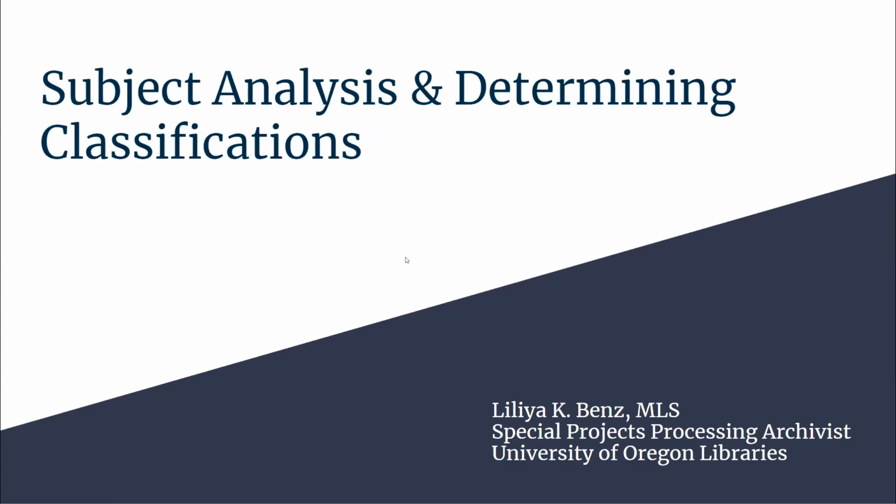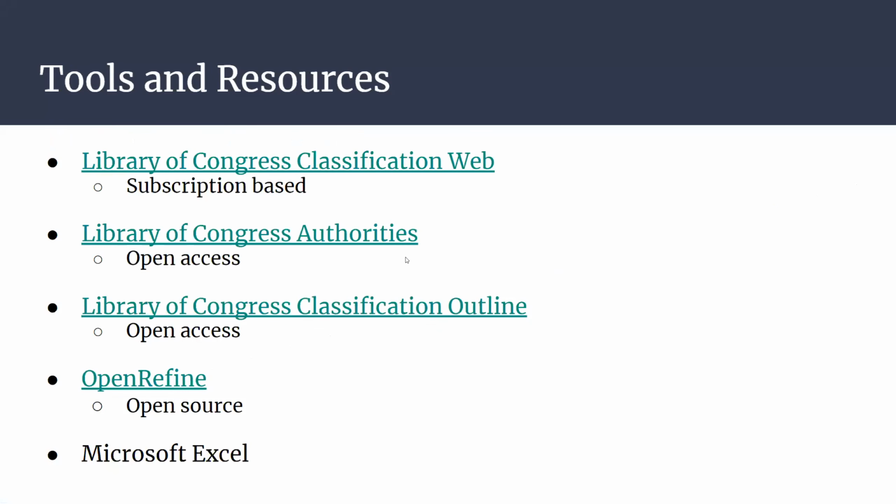Okay. So the following tools will be discussed throughout this next section. Classification Web, or ClassWeb, is a robust subscription-based service that provides access to Library of Congress classification schedules, subject headings, and name authorities. Library of Congress Authorities, or LC Authorities, is a free, open access resource that provides access to Library of Congress subject, name, and title authorities. I have found it to be less streamlined than ClassWeb, but the information provided is comparable.